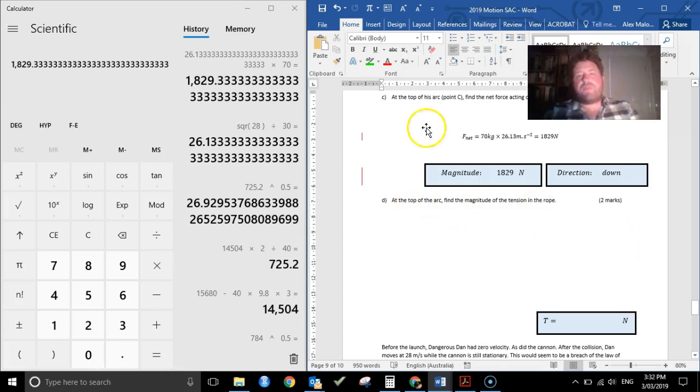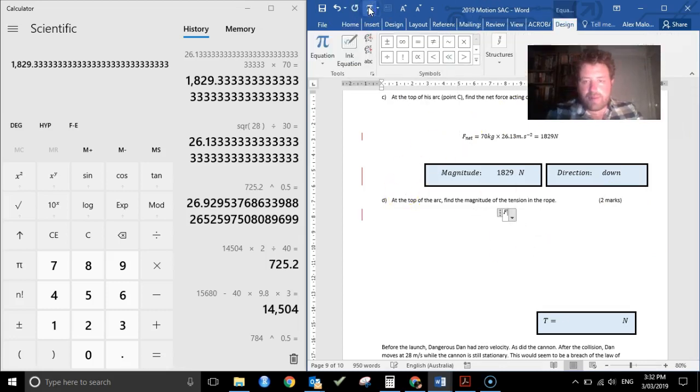Okay, so if we think about the forces that are acting, we know that we have a net force, F net, of 1829 newtons down. Right? And then we've got to think about what that F net force is made of. Well, it's made of F gravity down, and it's also made of a tension force down, and I can't think of any other forces. Right. So, given that they're all in the same direction, we can drop the directions and just treat it as an algebra problem.